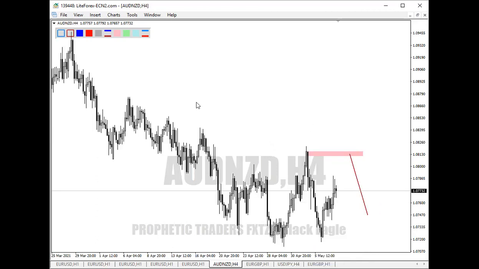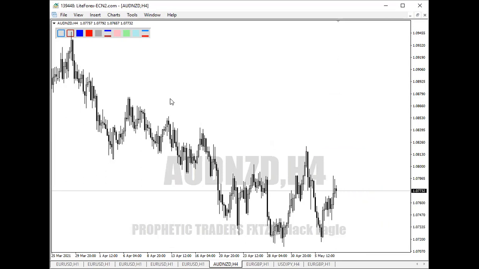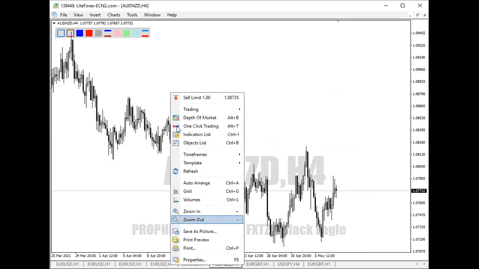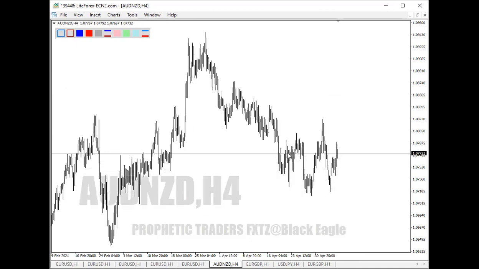So when we go to 4 hours, this one, this is a compression. So we expect price to rise to break this zone because of the structure breaker here.